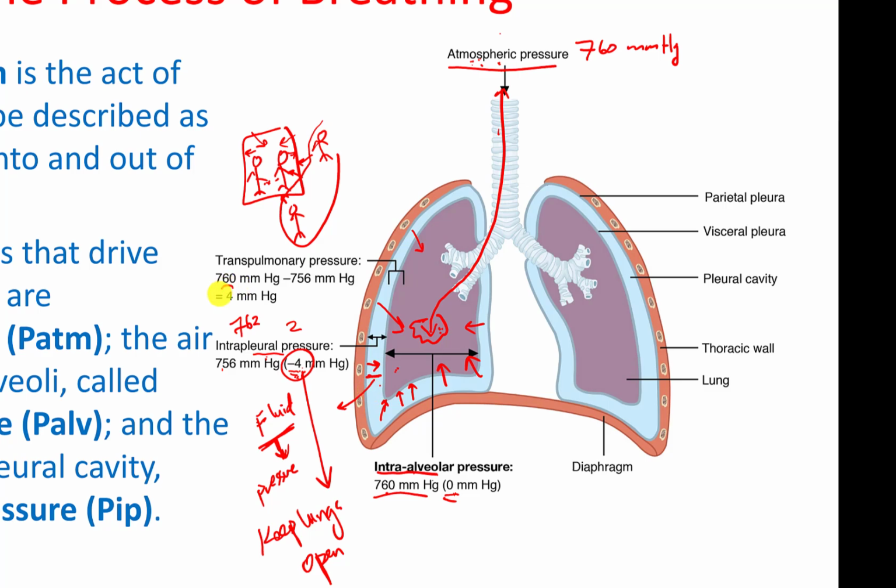And the difference is always 4 millimeter mercury. This difference we call transpulmonary pressure. So here now we have intra-alveolar pressure. This will try to equalize the atmospheric pressure.